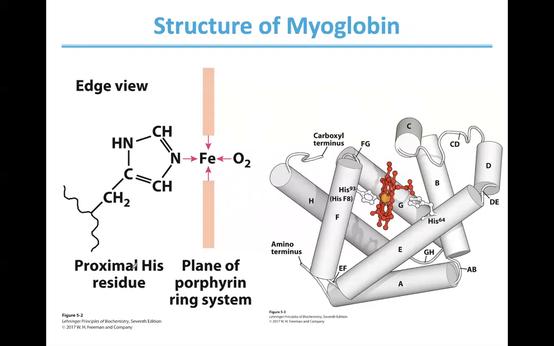So here's the plane of the porphyrin ring system, right? And so on this side, we're going to have the imidazole of the histidine.